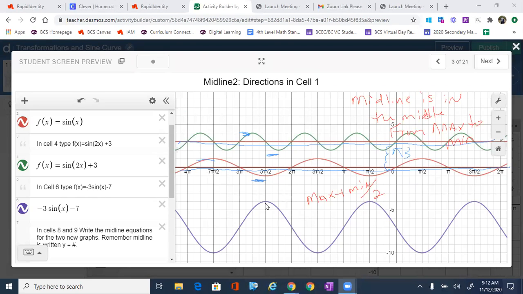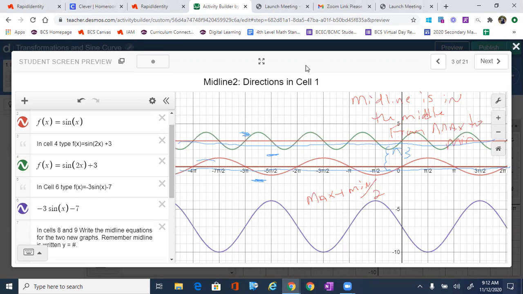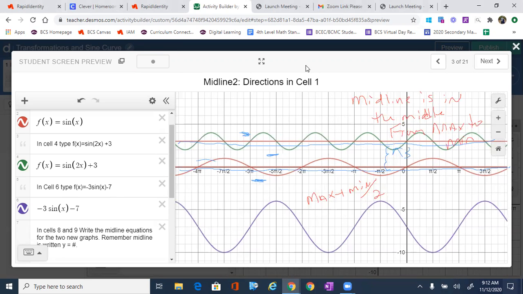So let's go ahead, and there's our maximum, which is -4. There's our minimum, which is -10. So let's just do the calculation real quick. -4 plus -10 divided by 2. That's -14 divided by 2, which is -7, should be our midline. y equals -7.